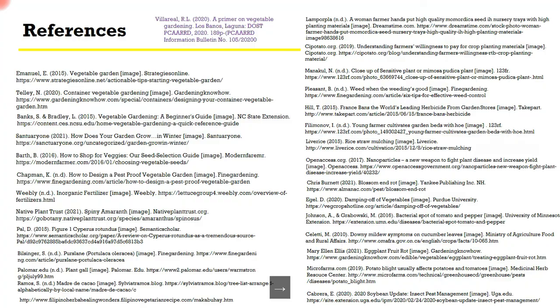And here are our references for part 1 and part 2 of our learning video about vegetable gardening. The main source of our reference is here, the reference of our discussions. And the rest of the references are for the images and photos. The black and white photos were accessed from these references. And that's for now.